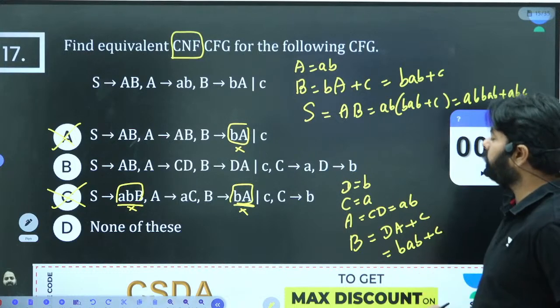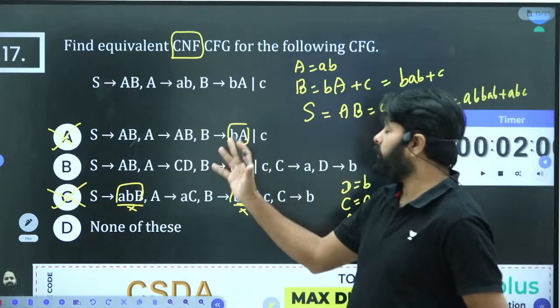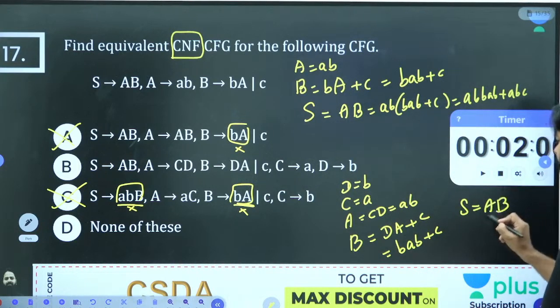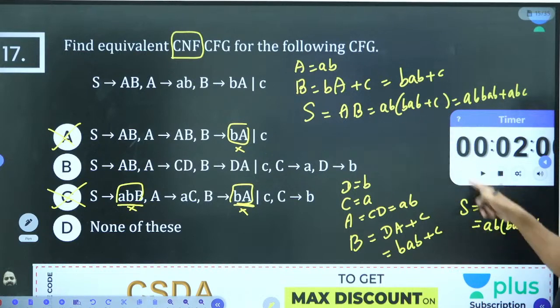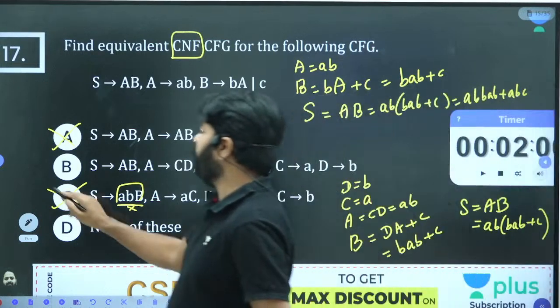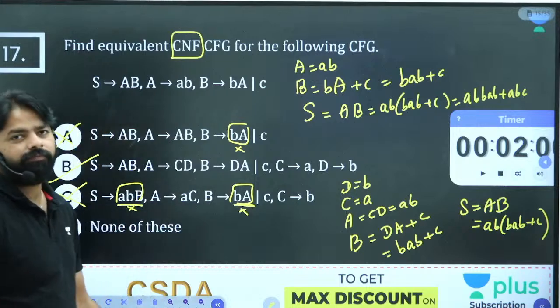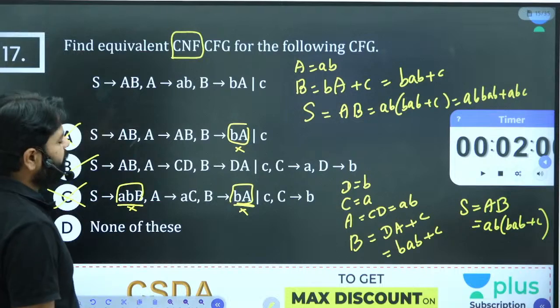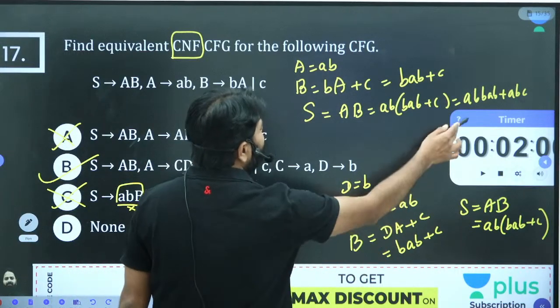Now we got to know B, A, B, C, D. Now we can find what is S. What is S? S is equal to AB. And what is A? We just proved it. A is AB and B is BAB plus C. Is it exactly same? AB, BAB plus C? Yes. If you simplify it, you'll get exactly the same. B is the right answer. It may take 1 minute, but it is easy to prove.